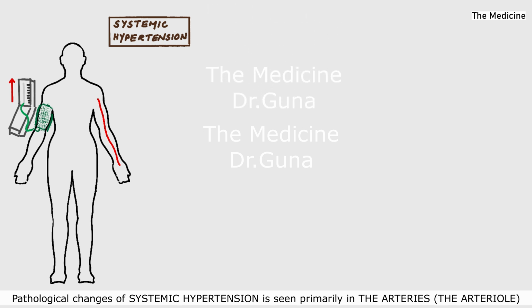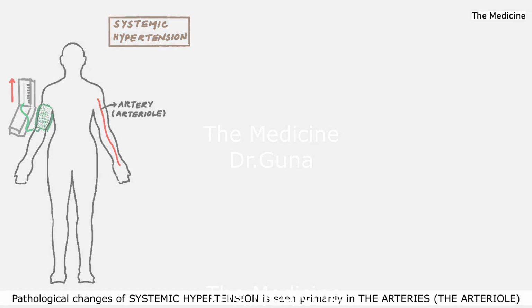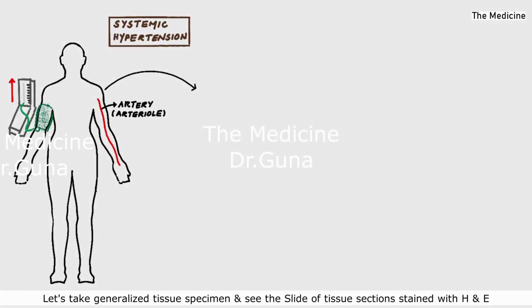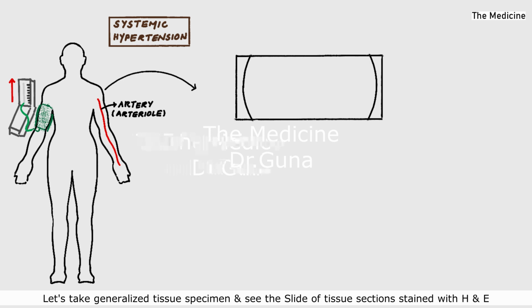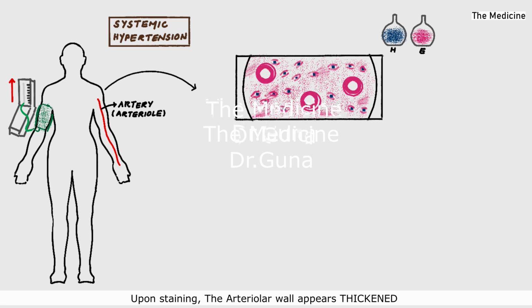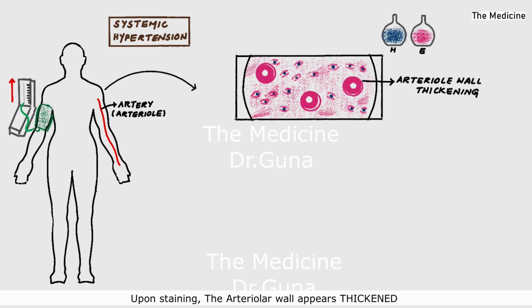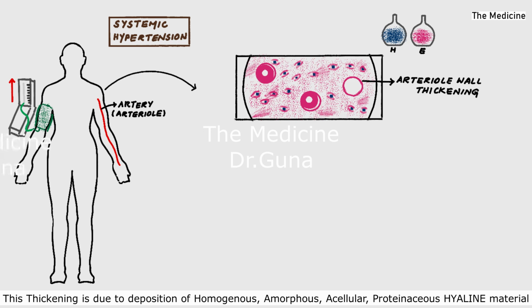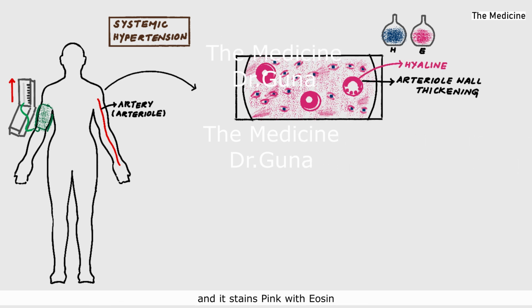Pathological changes of systemic hypertension are seen primarily in the arteries, to be specific, the arterioles. Let's take a generalized tissue specimen and see the slide of tissue sections stained with hematoxylin and eosin. Upon staining, the arteriolar wall appears thickened. This thickening is due to deposition of homogeneous, amorphous, acellular, proteinaceous hyaline material, and it stains pink with eosin.